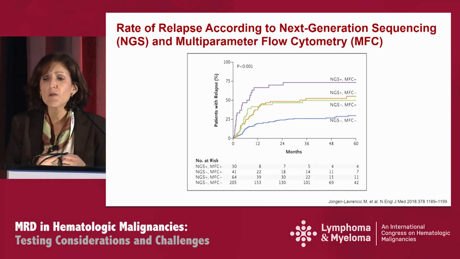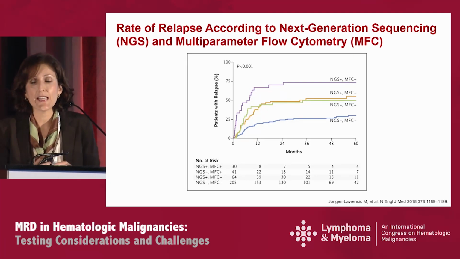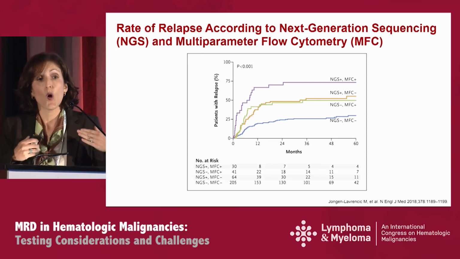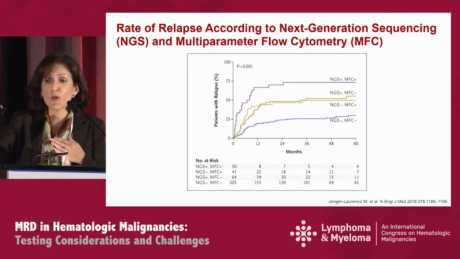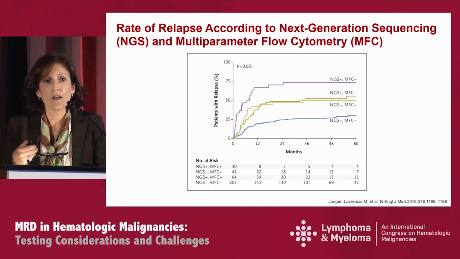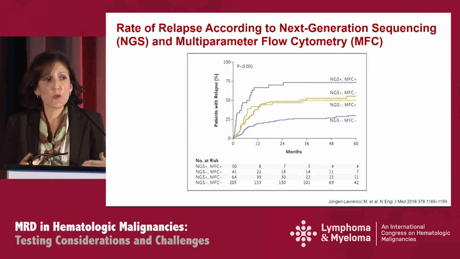Furthermore, if you look over here, it looks like a multimodality assessment of MRD can be optimal, because if you have next generation and multiparameter flow that are both negative or both positive, it separates these curves out a lot. So this is giving an idea of the clinical complexity of getting back results on a patient that might actually have conflicting measurements of disease. Which one are you going to look at?